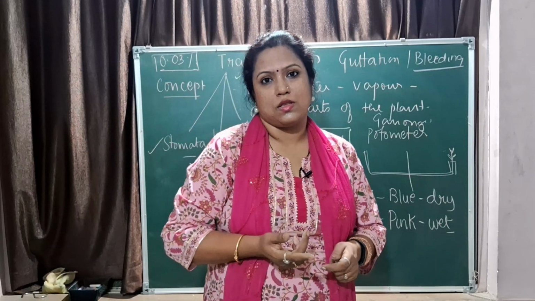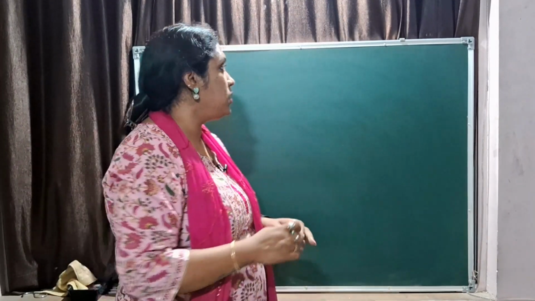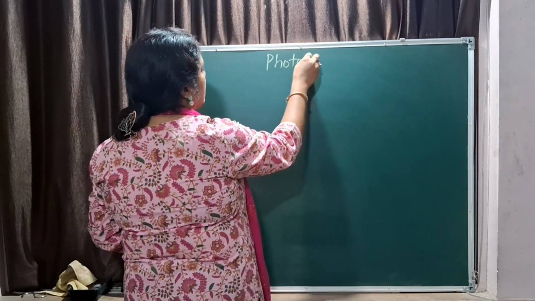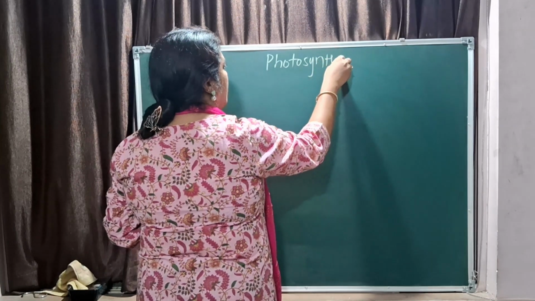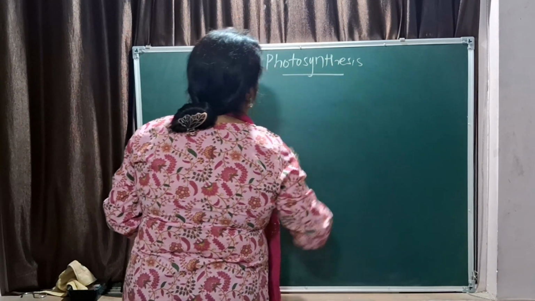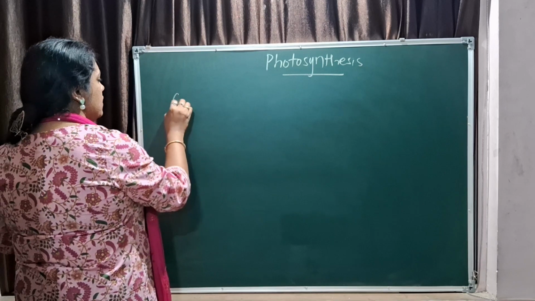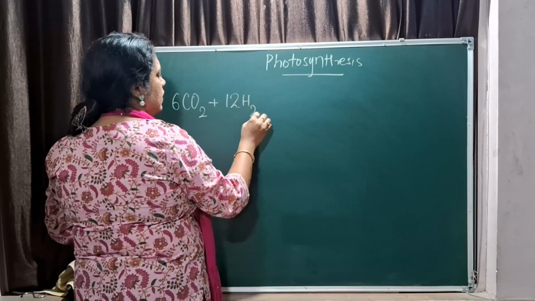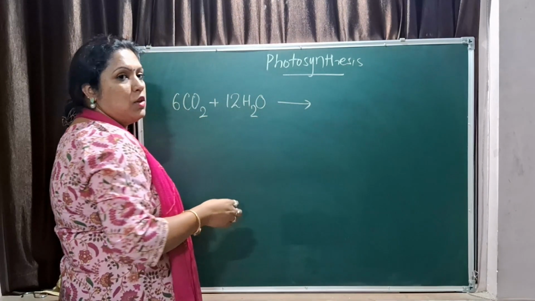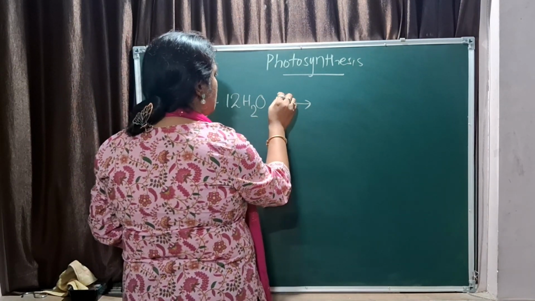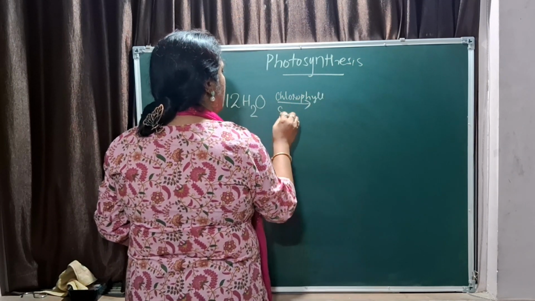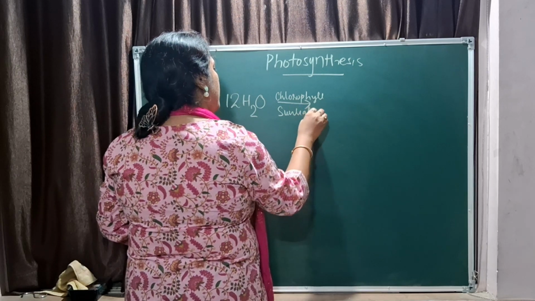Next chapter is photosynthesis. So let me rub the board. Next topic is photosynthesis. The most important question that is asked in photosynthesis is the chemical balanced equation for photosynthesis, right? So what is photosynthesis? Plants prepare their food in the presence of sunlight and chlorophyll, utilizing the water and the carbon dioxide to produce glucose and oxygen, right? So this is how you are going to write the chemical equation.